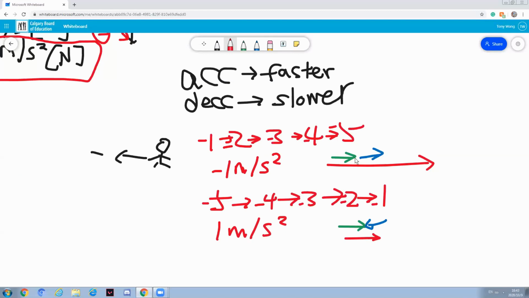Now, given the context that this person's going left, and this is his acceleration, you can tell that these are both negatives. So in this sequence, the person is going faster. The velocity and acceleration are in the same direction. Now, in this series, here's a positive sign and here's a negative sign. So if the acceleration and the velocity, or the way he's traveling and his acceleration, are in opposite directions, the person is slowing down.